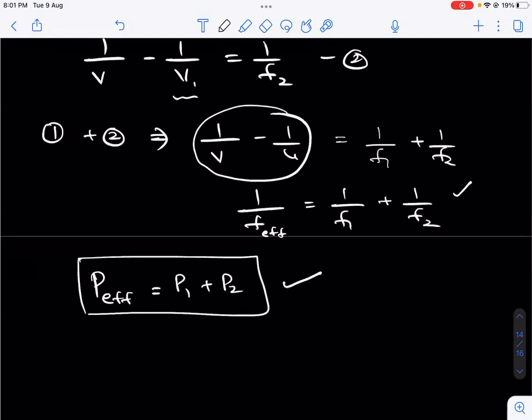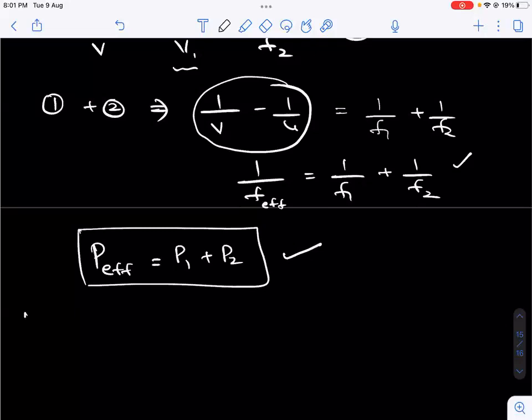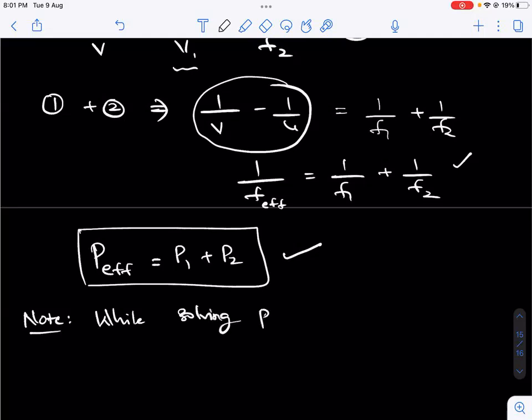And one important point to be remembered is, while solving problems, what should you do? Apply sign convention. So what is the sign convention followed with respect to lens? If it is a convex lens, focal length is positive. If it is a concave lens, focal length is negative. You need to be careful with that point.